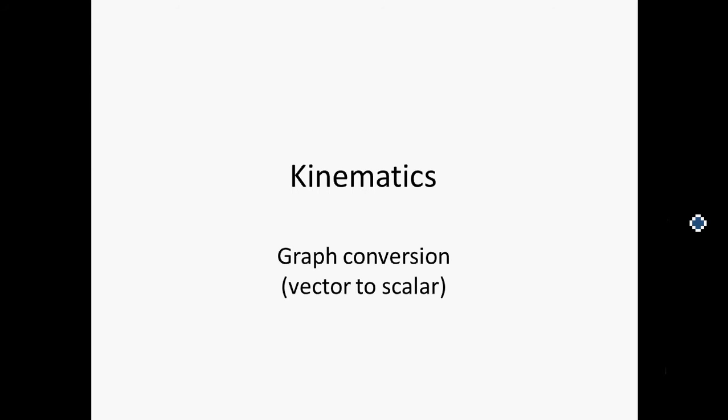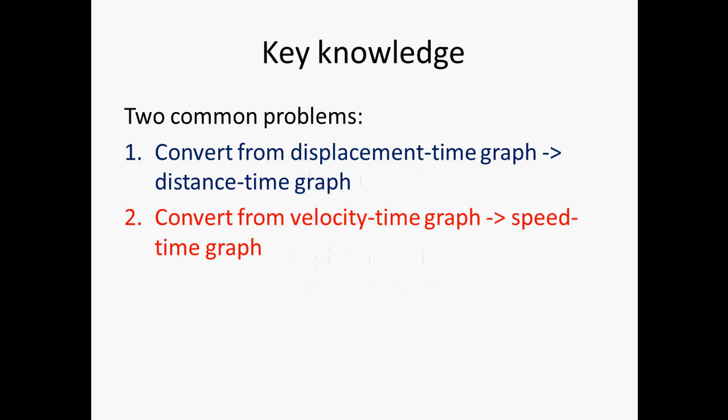Hi, this video is a video on graph conversion. In this case, we're going to talk about the conversion between vector graphs to scalar graph. What I mean by vector graph to scalar graph is these two common conversions that we face in the study of kinematics. The first one is displacement-time graph to distance-time graph. The second one is converting from velocity-time graph to speed-time graph.